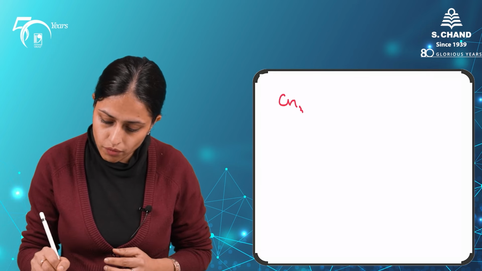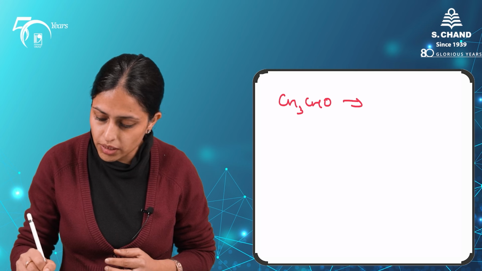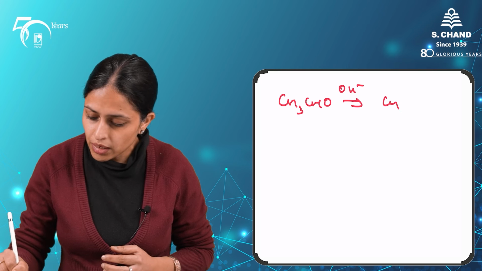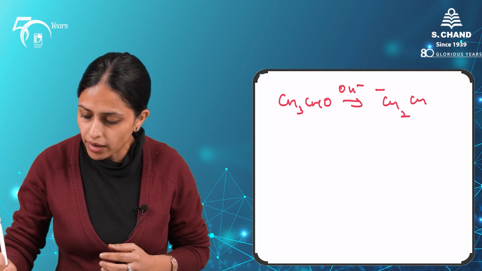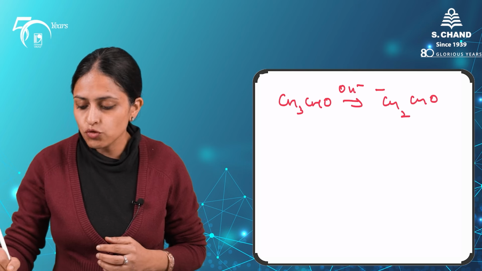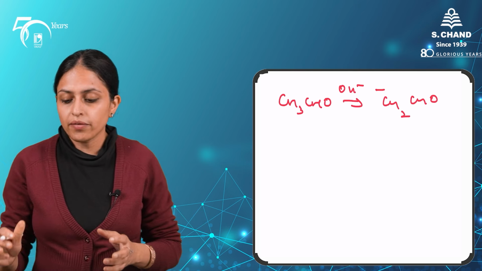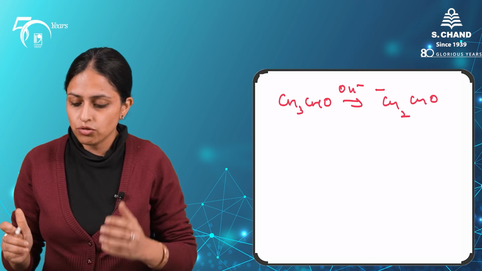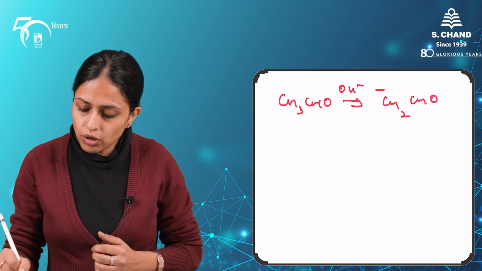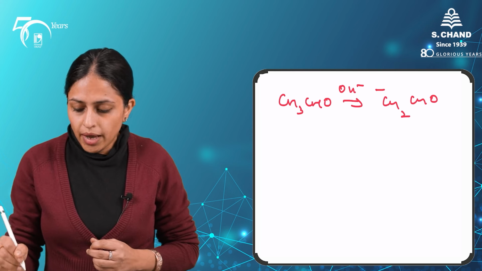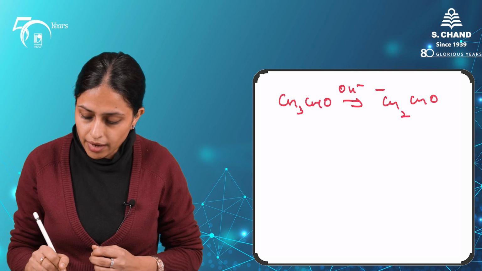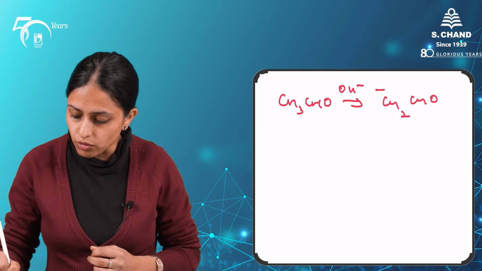Suppose you have an aldehyde, say CH3CHO, in the presence of the base, the alpha hydrogen will be abstracted and you will get a carbanion which will be resonance stabilized. I am not drawing the resonance structure again because I have just drawn it a minute ago. So now this carbanion, which is nucleophilic, will attack the second aldehyde molecule.